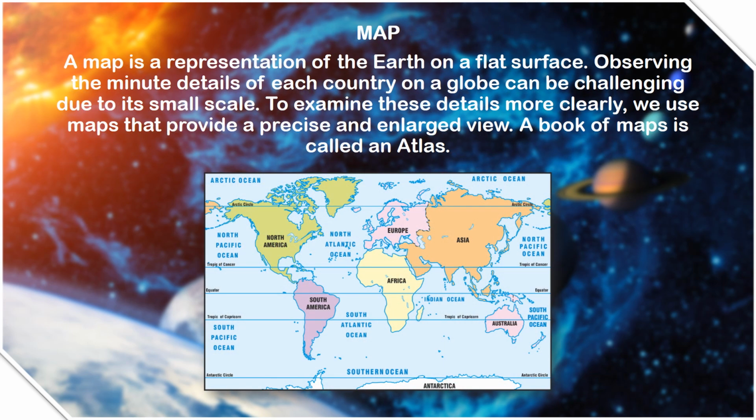Map. A map is a representation of the Earth on a flat surface. Observing the minute details of each country on a globe can be challenging due to its small scale. To examine these details more clearly, we use maps that provide a precise and enlarged view. A book of maps is called an atlas.